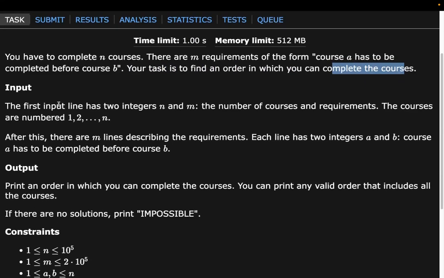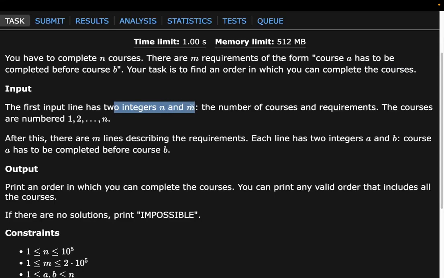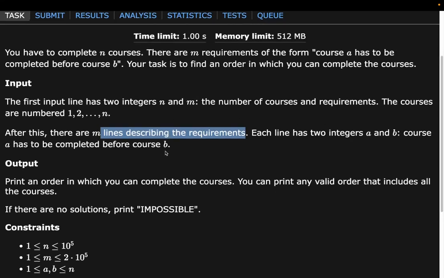Input is in this format. The first input line has two integers n and m, the number of courses and requirements. The courses are numbered 1 to n. After this, there are m lines describing the requirements. Each line has two integers a and b. Course A has to be completed before course B.